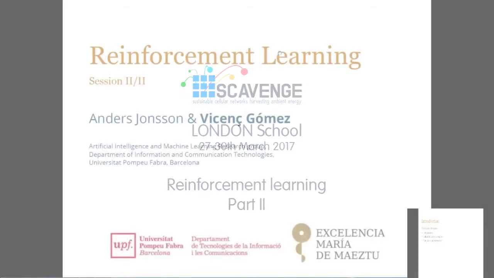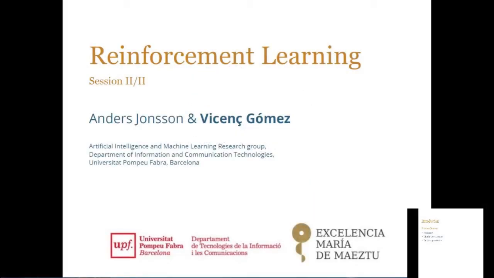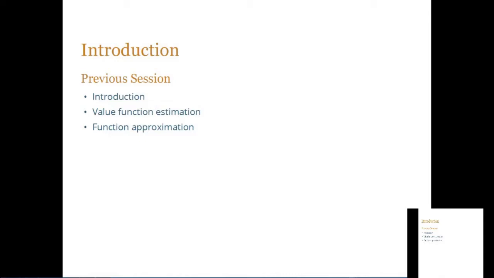Okay, so let's get started. Just a bit of a refresh from yesterday's session with Andreas. He introduced the problem. He introduced this formulation of MDPs. And we looked more into the value function estimation. So for a given policy, how can I estimate the value of that policy?